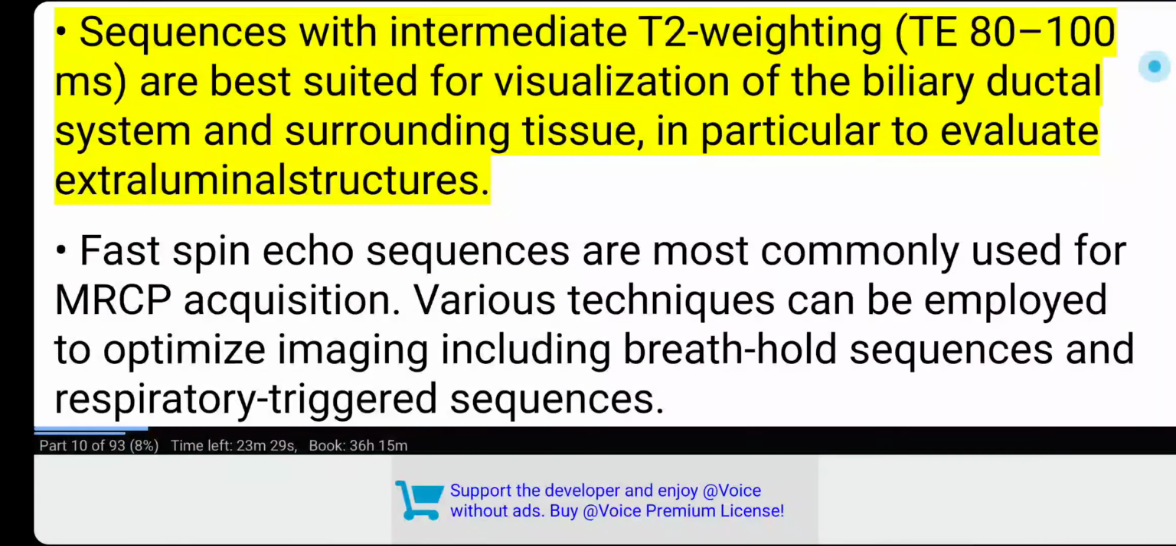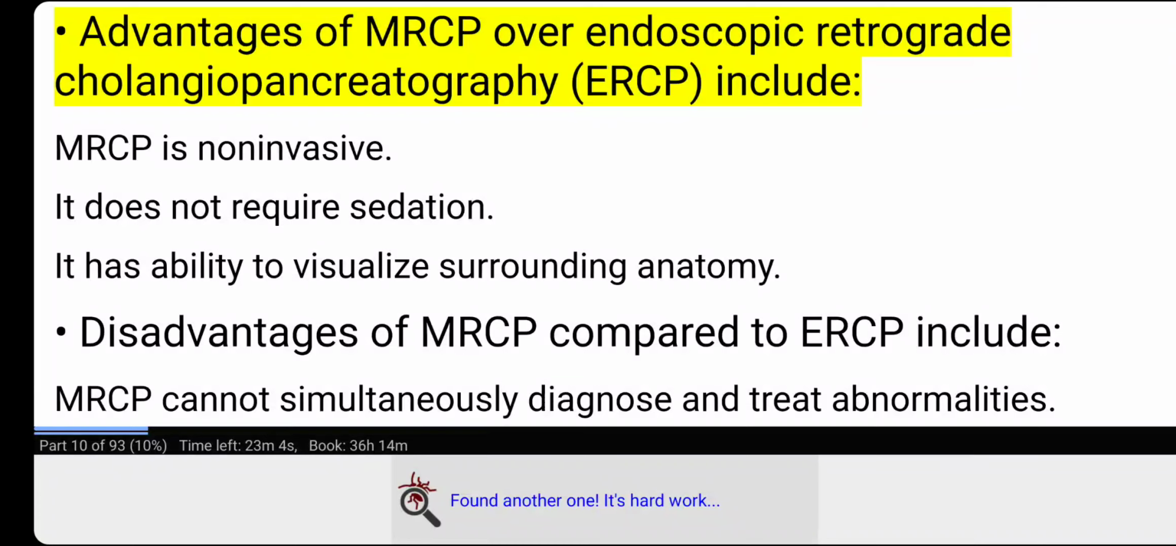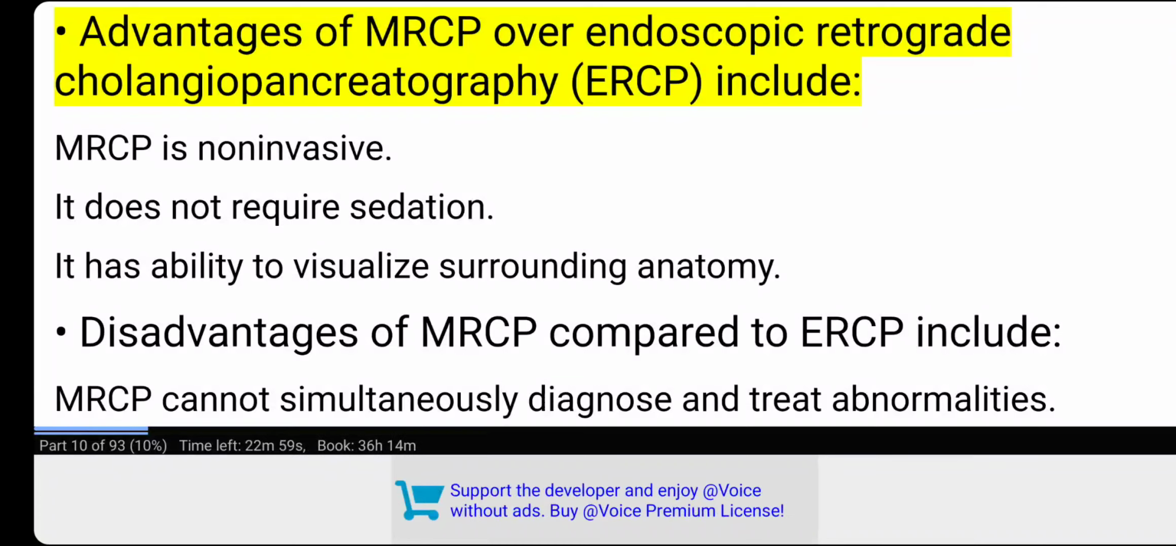Fast spin echo sequences are most commonly used for MRCP acquisition. Various techniques can be employed to optimize imaging, including breath hold sequences and respiratory triggered sequences. Advantages of MRCP over endoscopic retrograde cholangiopancreatography, ERCP, include: MRCP is non-invasive. It does not require sedation. It has the ability to visualize surrounding anatomy.